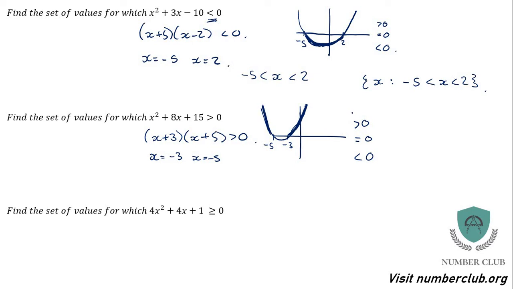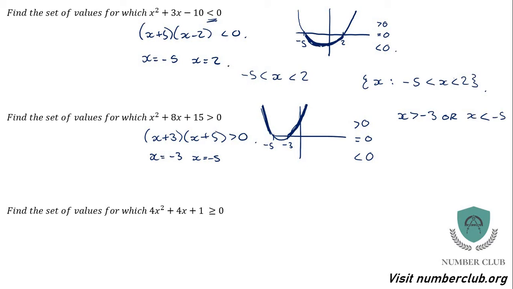Now, two sections means that you've got two inequalities that you need to do, potentially two set notations. You cannot give this as one inequality. There is no number that is greater than negative 3 and less than negative 5. So it has to be two separate things. So you have x is greater than negative 3 or x is less than negative 5.